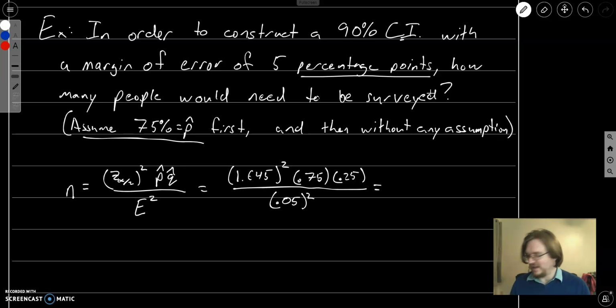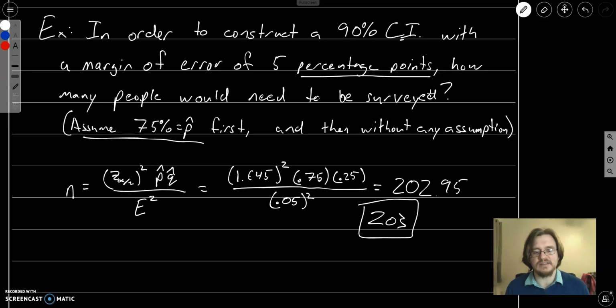It's 5 percentage points, meaning that it'll be 0.05, as in 5%. And if we run through this, we'll get 202.95. So this is how big of a sample we would need to take for people being surveyed to have a 90% confidence interval that has a margin of error of 5. Now, 202.95 people doesn't really make sense, so we would want to round that to the next larger whole number. So this would be the sample size that we would need to survey.